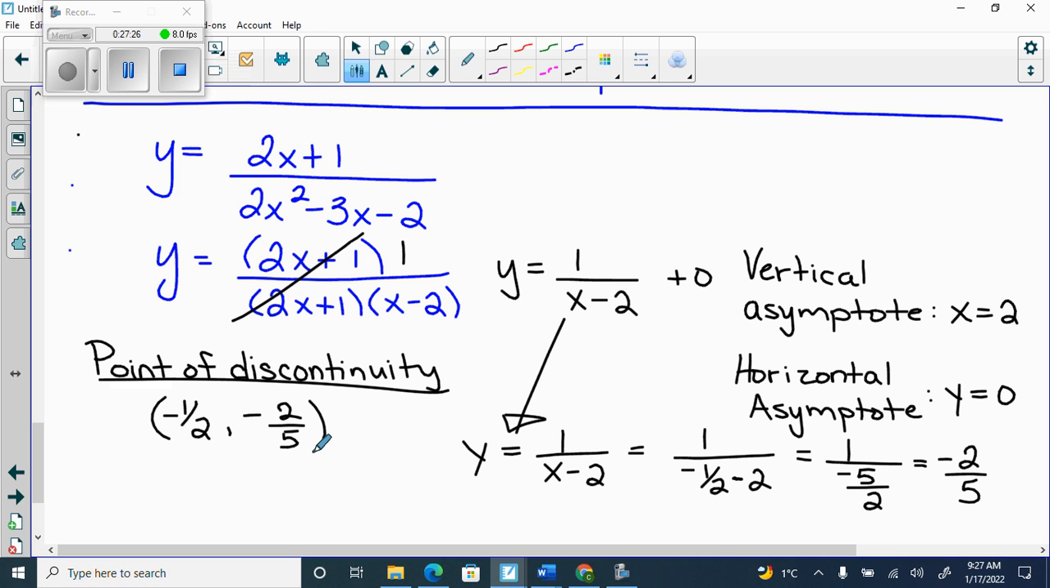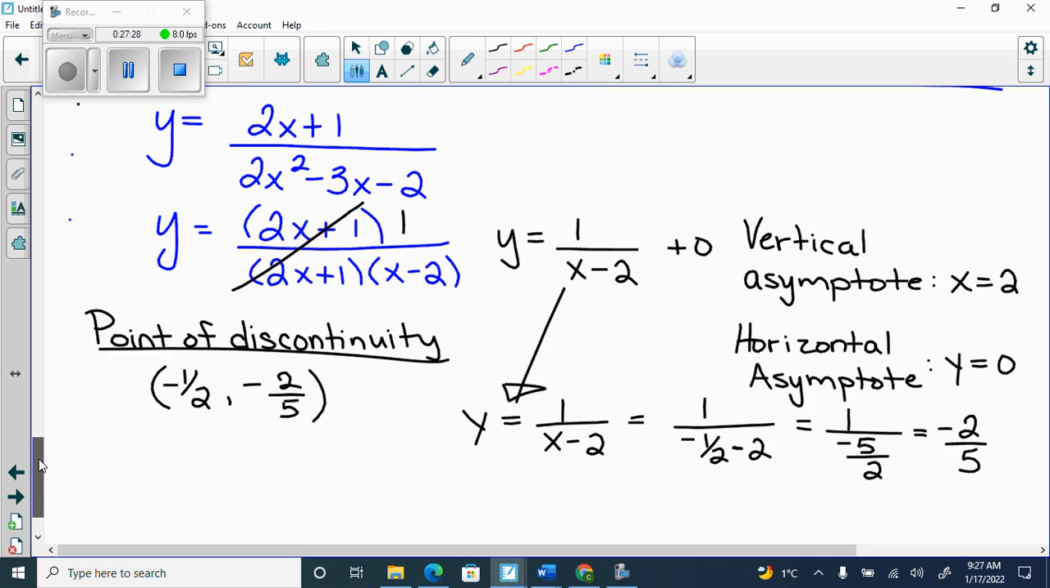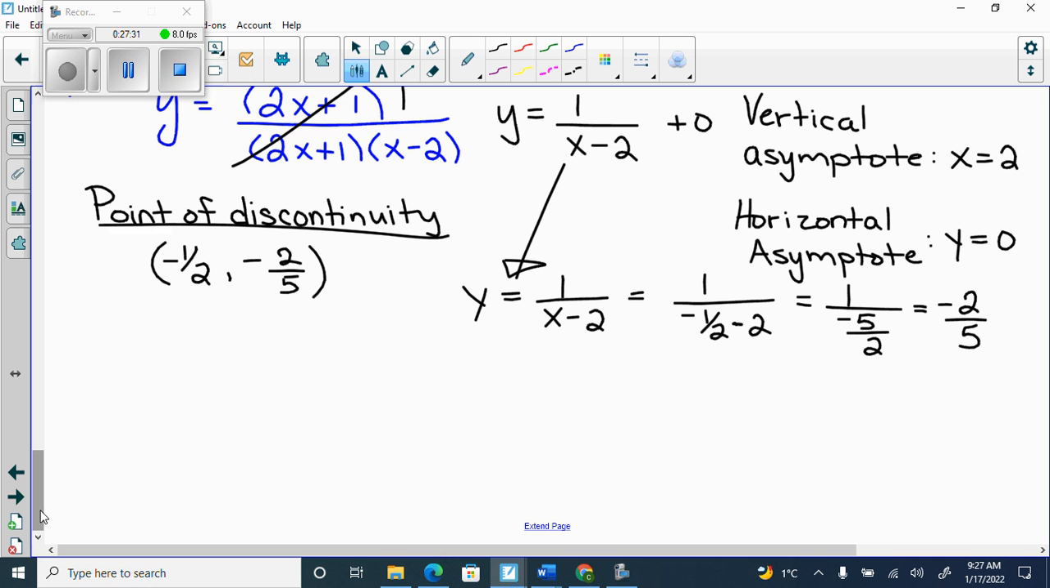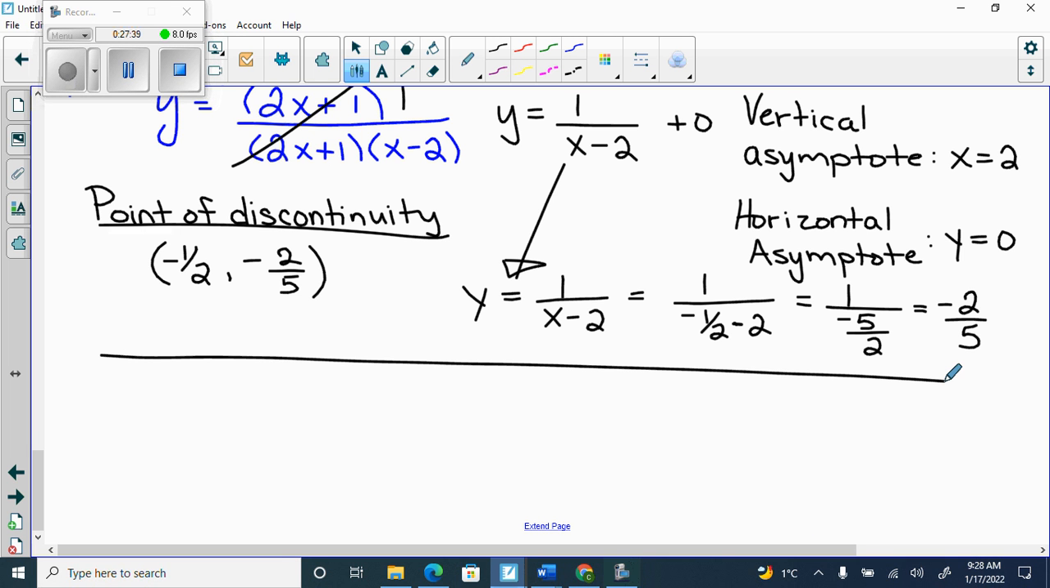Okay? You're going to try this one. I have to make one up. So for this one, paying attention, I want the asymptotes. I want the point of discontinuity. I want the domain. I want the range. Here's your example: y equals 3x minus 1 over 3x squared plus 8x minus 3.